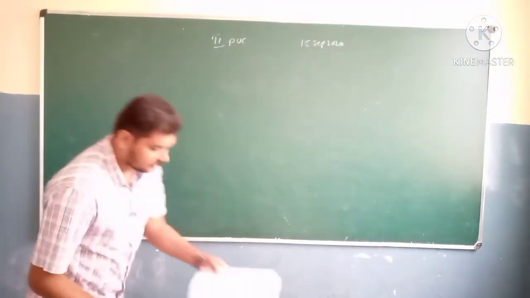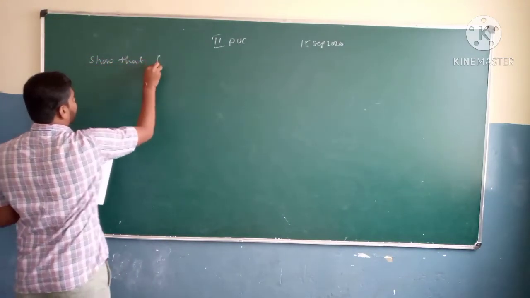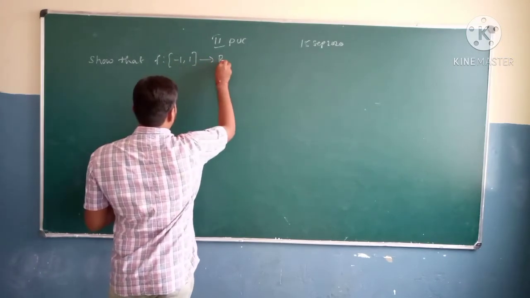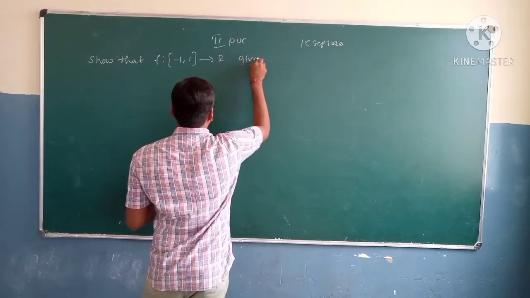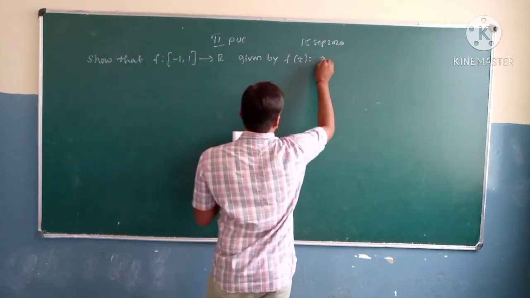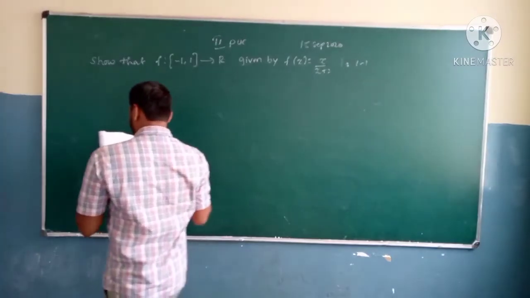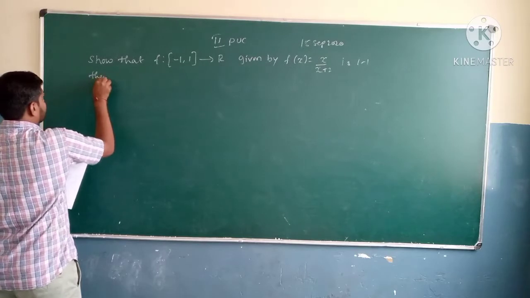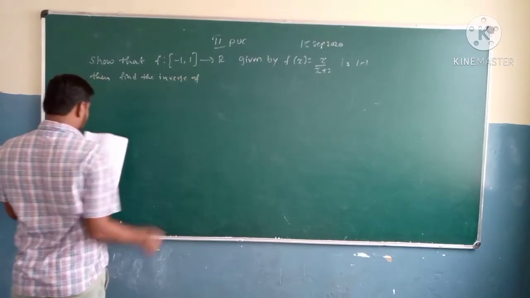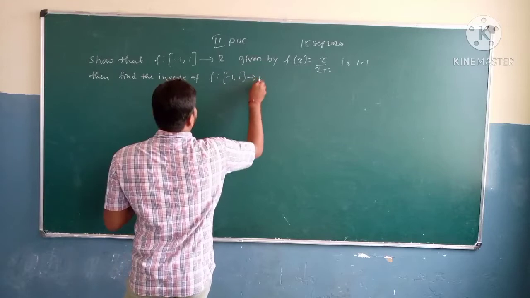The next question. Show that f from minus 1 comma 1 to R given by f of x is equal to x divided by x plus 2 is one-one, then find the inverse of f from minus 1 comma 1 to range of f.